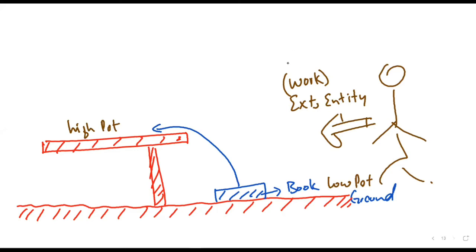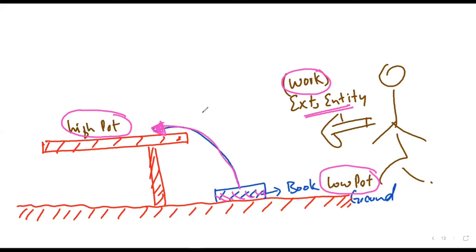So what we are discussing now is three words. One is a lower potential, other is a higher potential, and the third is work. The work is done by the external entity. The book is at a lower potential. I need to raise it to the higher potential. So I'll have to do some work on this book to take it from low potential to high potential. Are we clear?